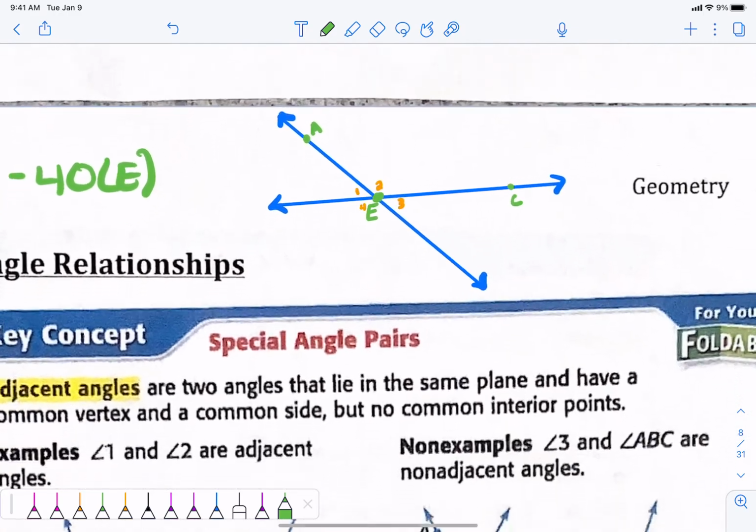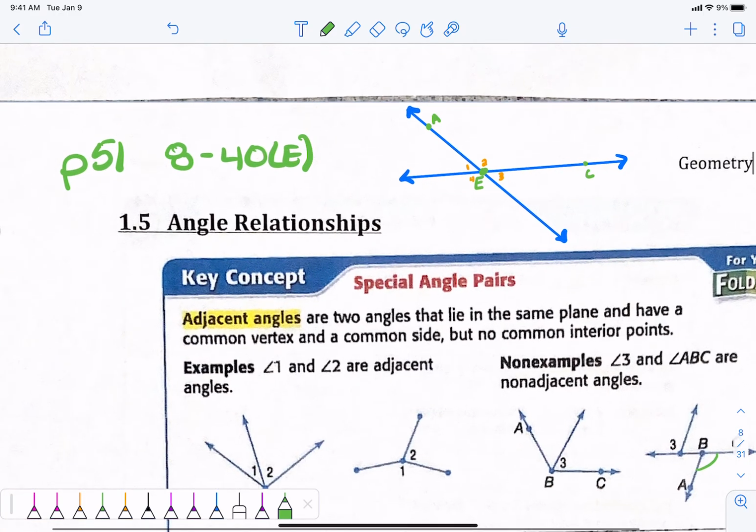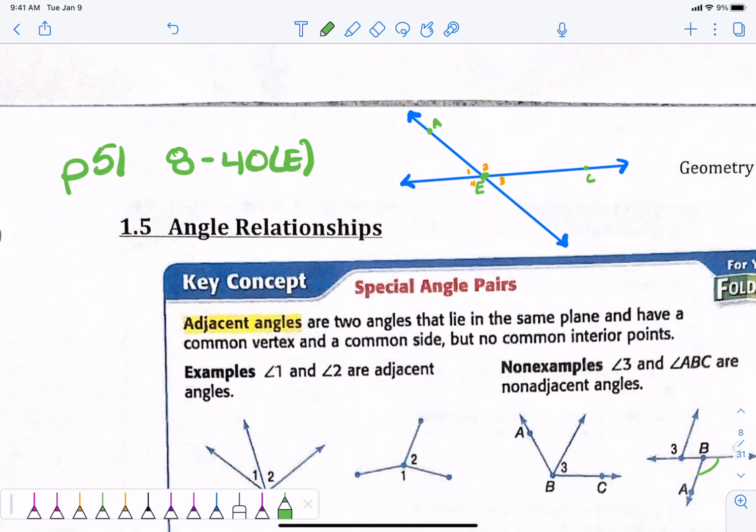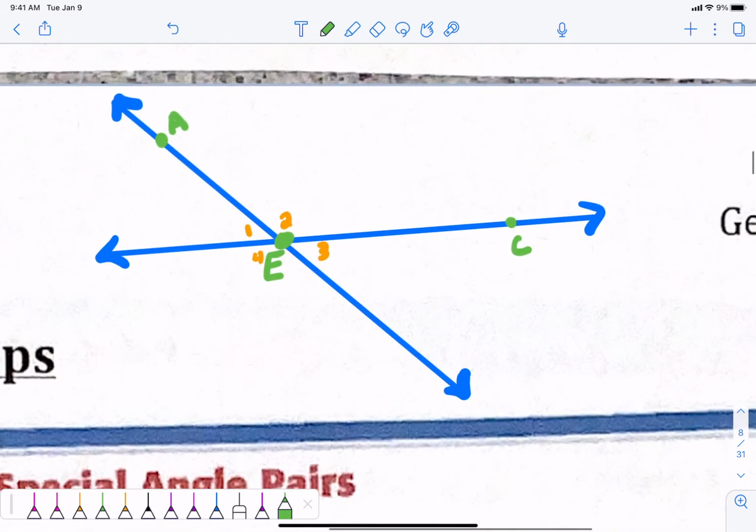Okay, we have section 1.5. There's the homework assignment for this, and I'm going to start this section by looking at a diagram. We have two lines that are intersecting each other, and I've labeled those angles as angle 1, angle 2, angle 3, angle 4. When they label the angles with numbers, it makes it really nice so you don't have to label them with letters.